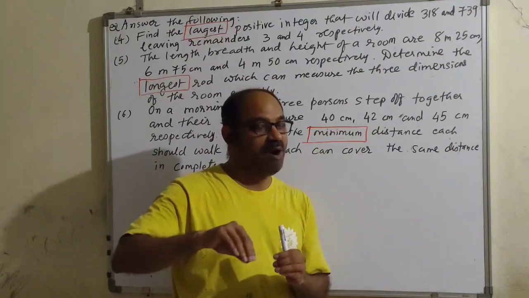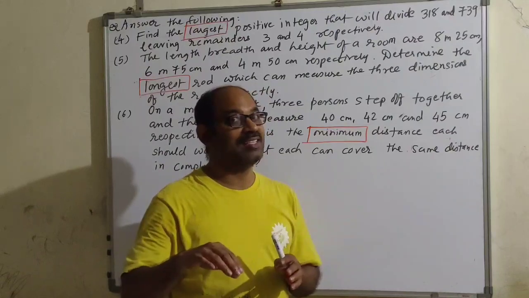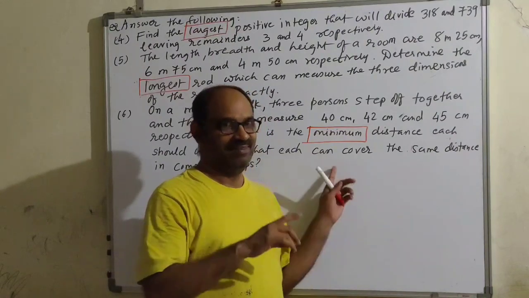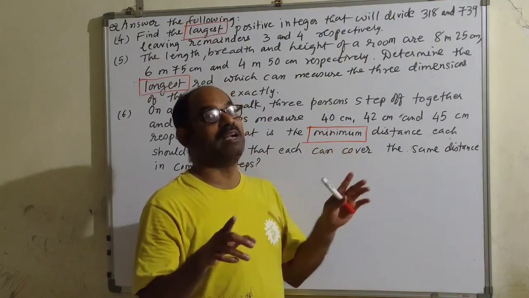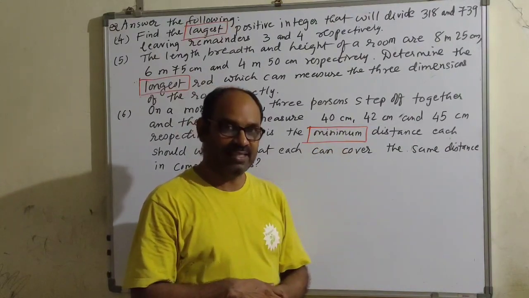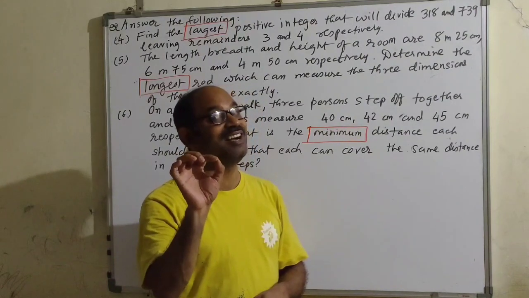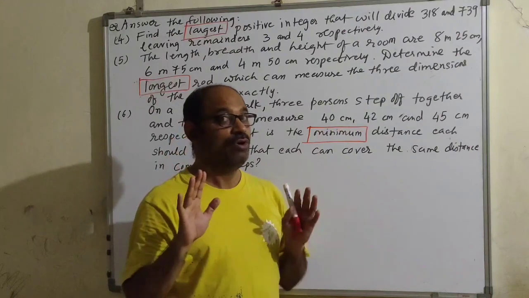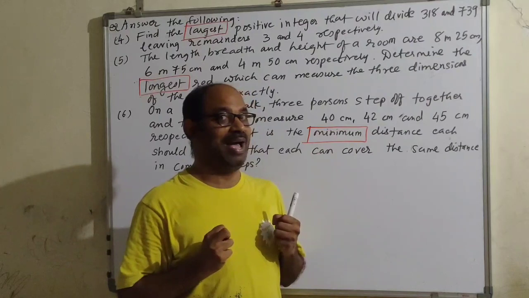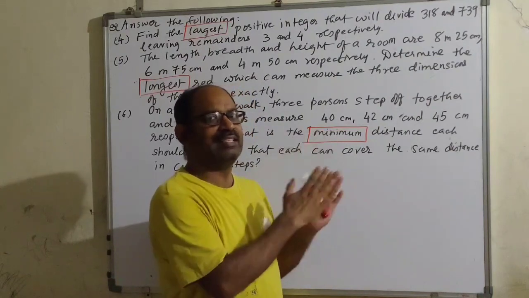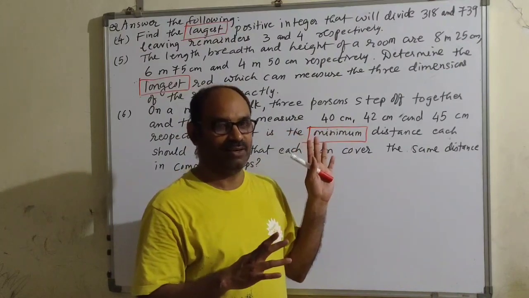Minimum means small, less, smallest, least. Minimum, smallest, least, less. Least common multiple. So here you have to find an LCM. But again I'm warning you, it is just a hint. You have to be very clear with your concept. If you have absorbed the concept well, very quickly you can decide whether you have to go for HCF or LCM using the hint. Okay?